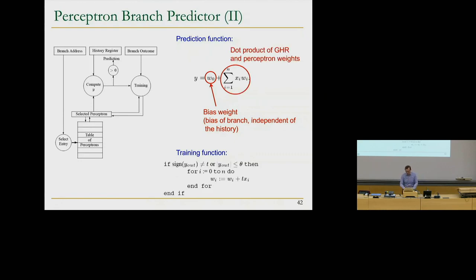Okay, so I've already given you this basically. This is the dot product of global history register bits and the perceptron weights, and you take that dot product, you add the bias bit, and you get a y. You compare y to 0. That's the prediction function. And you need to do this in one cycle, right? That's the challenge. You need to do a dot product computation, an addition, and a comparison to 0 in one cycle. How do you do that?